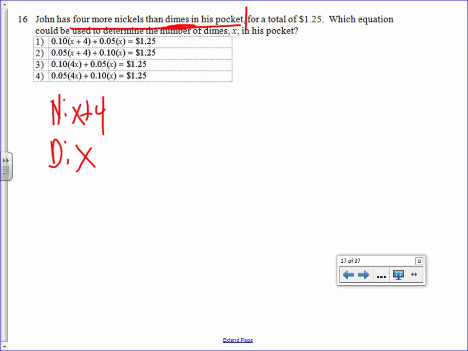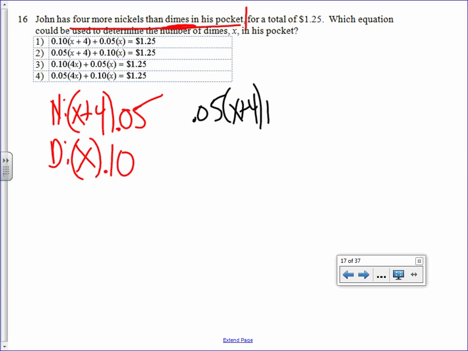Now, these expressions are the number of nickels. It's not the value of nickels. So, to represent the value, I would have to multiply the nickels by 0.05 and the dimes by 0.10. So, the value of the nickels plus the value of the dimes must equal $1.25. It's not asking you to solve it, it's just asking you to set it up. It looks to me like the answer is choice 2.